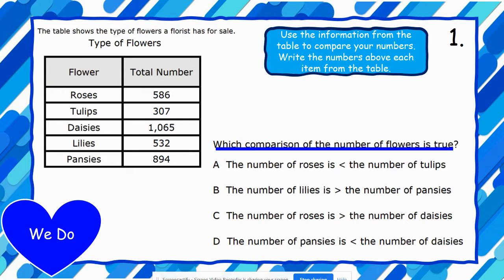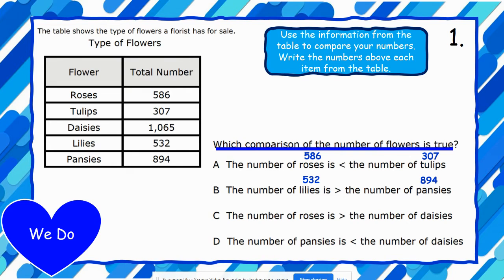You're going to use this information from the table to compare your numbers and write the numbers above each item from the table. So letter A, we're comparing roses, which in the table has a total of 586. And we're comparing tulips. In the table, the total number is 307. Letter B, we're comparing lilies and pansies. So I go to the table. Lilies has 532 and pansies has 894.